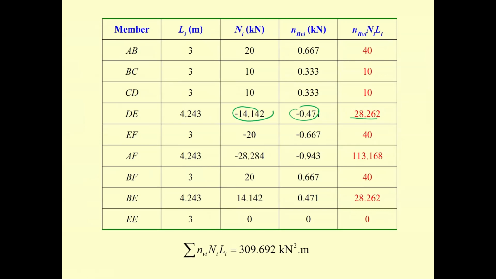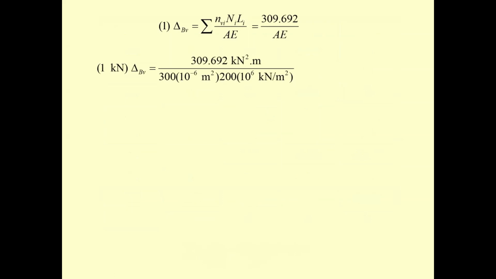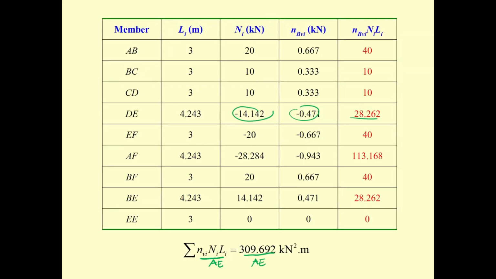Teacher, how about AE? Don't worry, don't worry. Since AE is constant, you may put it as the divider later. So you get the result of this one to be 9.69.